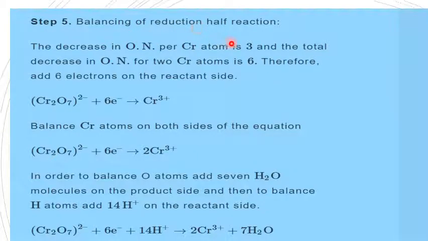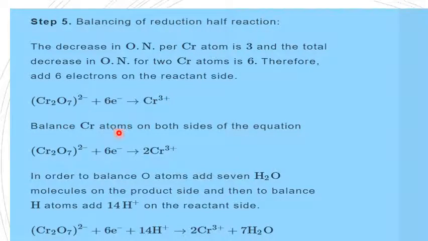Now balancing of the reduction half reaction. See, what we had seen in our previous slide, the decrease in oxidation number per chromium atom was 3. So the total decrease in oxidation number for 2 chromium atoms would be 6. Therefore how many electrons will we add? 6 electrons. On which side? On your reactant side. So Cr2O7 2- plus 6 electrons gives us Cr3+.